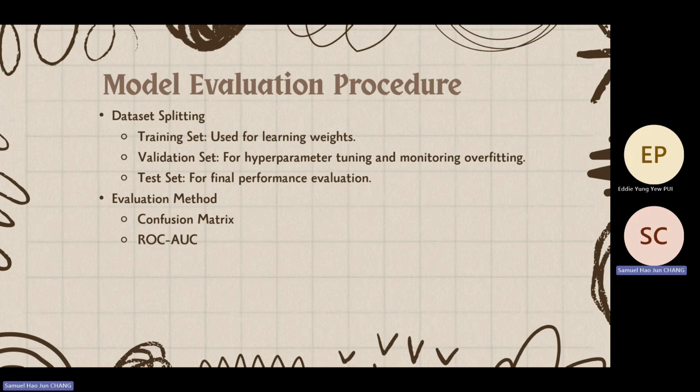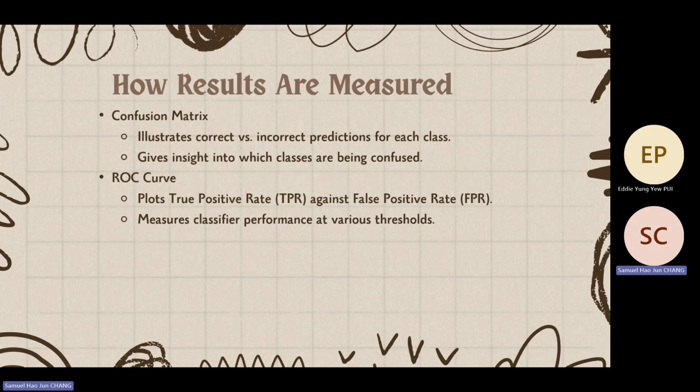The test set is used to assess the model's final performance after training is complete to see if the model actually works well. For the evaluation method, we are using confusion matrix and ROC AUC curve. So confusion matrix is a tabular presentation showing the counts of true positives, true negatives, false positives, and false negatives. While ROC AUC, which stands for receiver operating characteristics area under the curve, is a graph that plots the true positive rates against the false positive rates at various thresholds. While AUC is the area under the curve of the graph, which represents the model's ability to distinguish between classes. So how are our results measured?